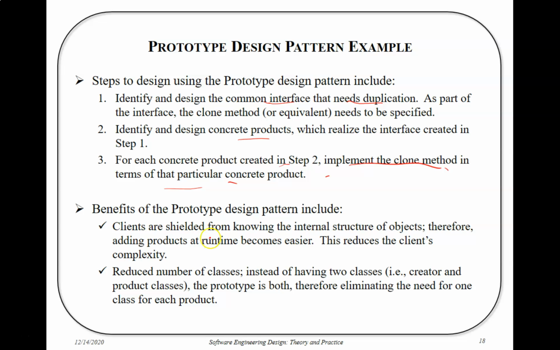So the benefit is that clients are shielded from knowing the internal structure of objects. So the client, the game engine in this case, doesn't know what the objects are, whether it is a terrestrial or aquatic character. It also reduces the number of classes, instead of having two classes for creator and product classes.